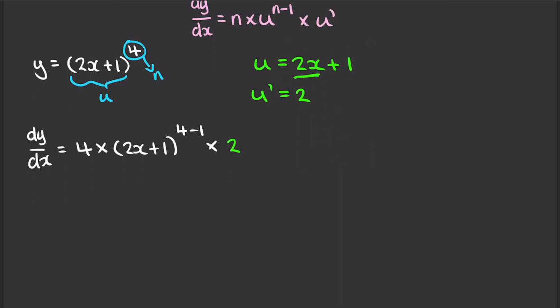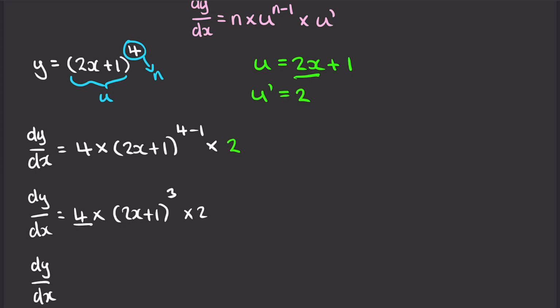You're done. You just need to simplify this. So dy by dx equals 4 multiplied by 2x plus 1 to the power of 3 multiplied by 2, and you can further simplify that by multiplying the 4 and the 2 together, so it equals 8 and then in brackets 2x plus 1 to the power of 3, and that is your answer differentiated.